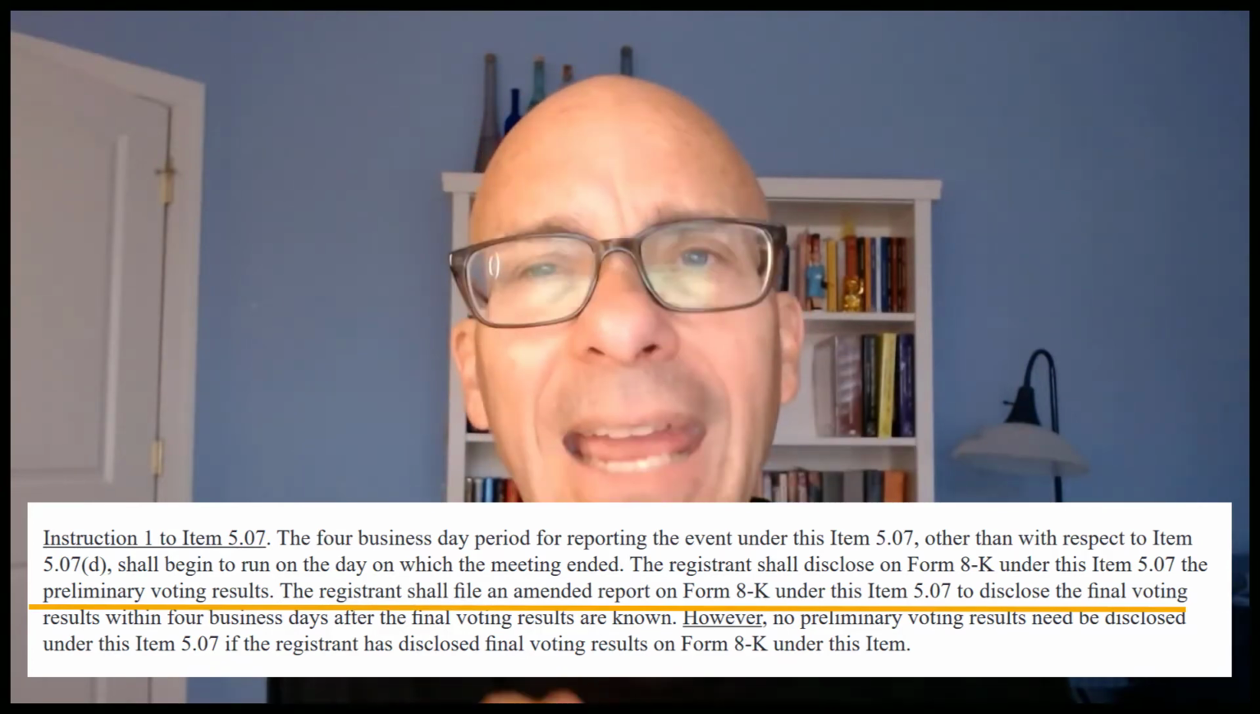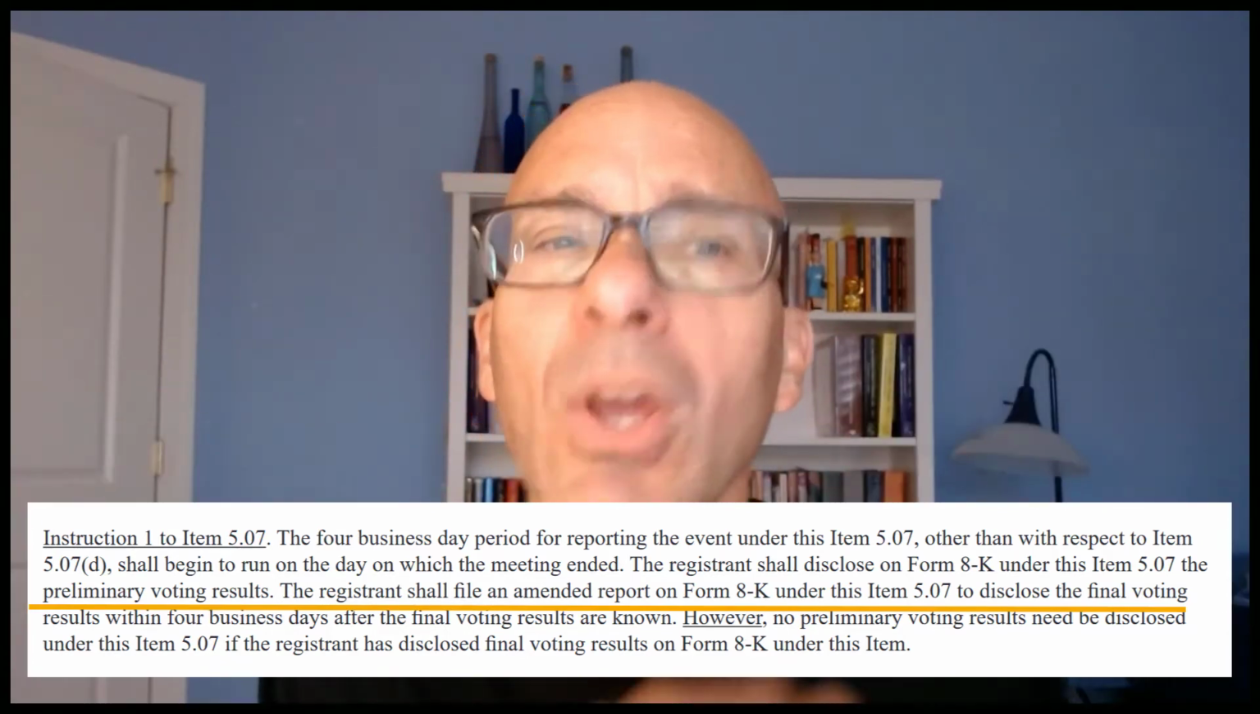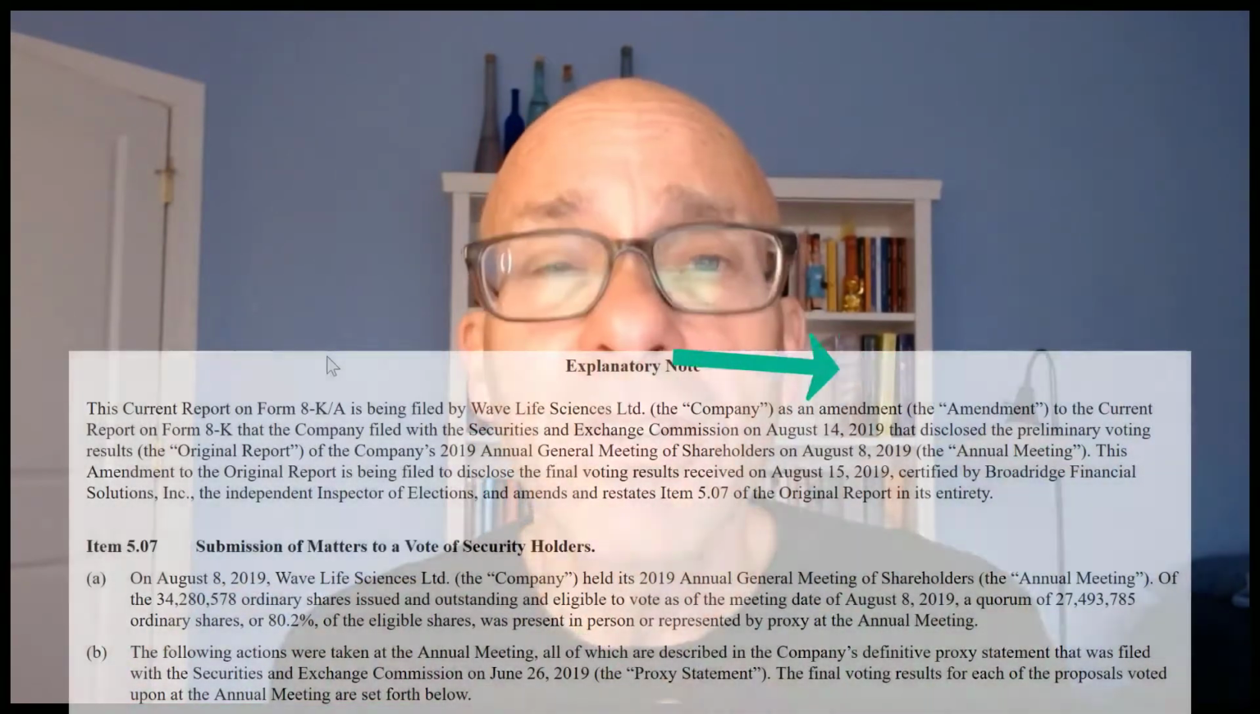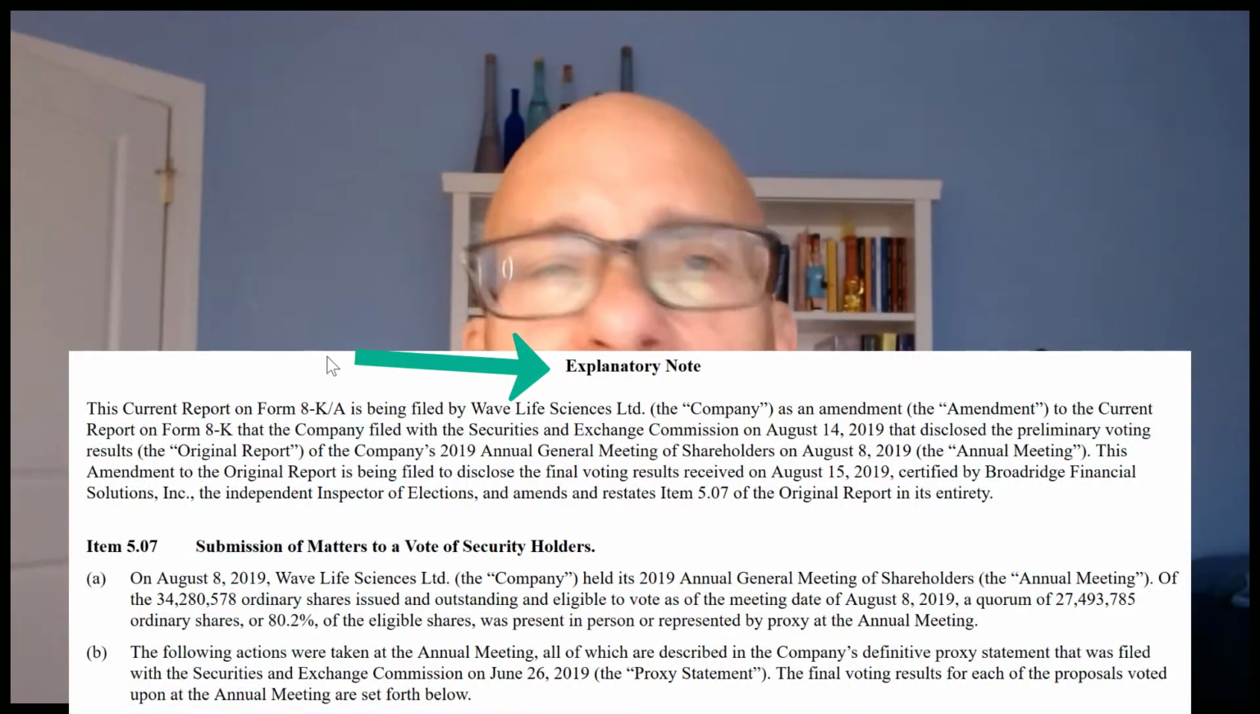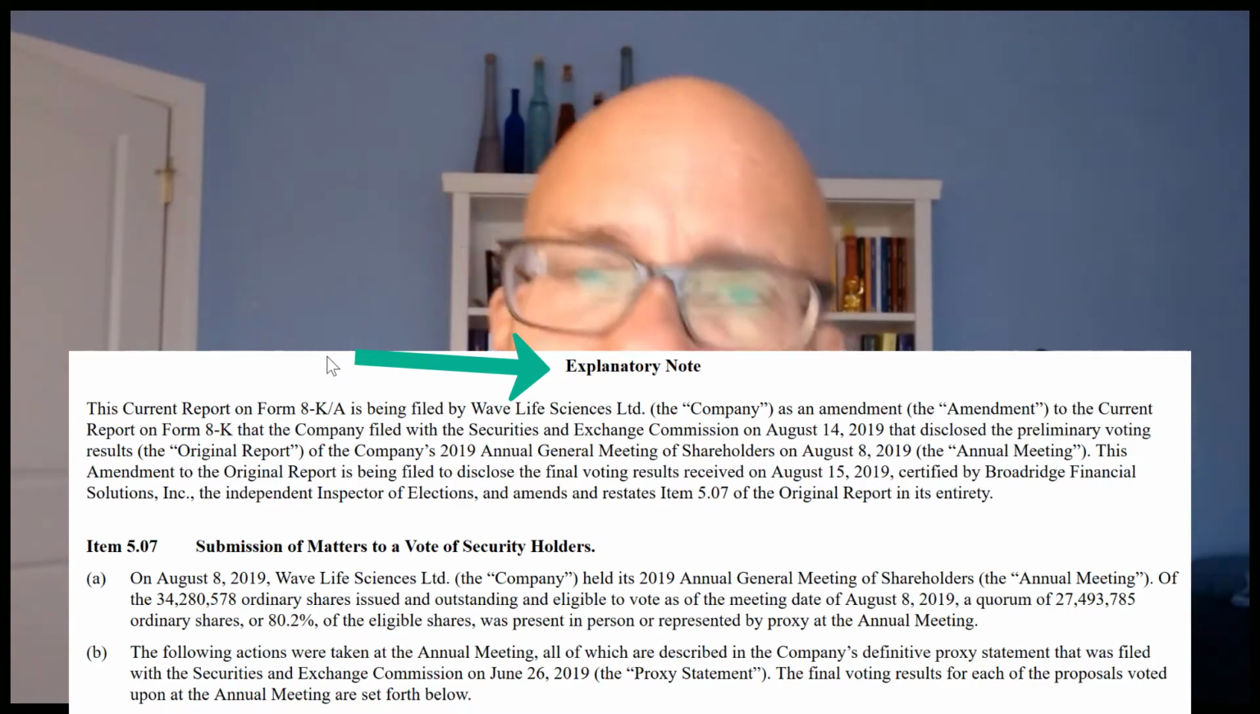You then amend the 8-K with the final voting results when you have them, filing that amendment within 4 business days of knowing those final results. If you're filing preliminary results, occasionally companies will add a little disclosure in there to put it all in context, particularly if there's a unique circumstance that requires some explanation. And if you're filing an amendment, it's smart to include an explanatory note to explain how the final vote is now in, like this example.